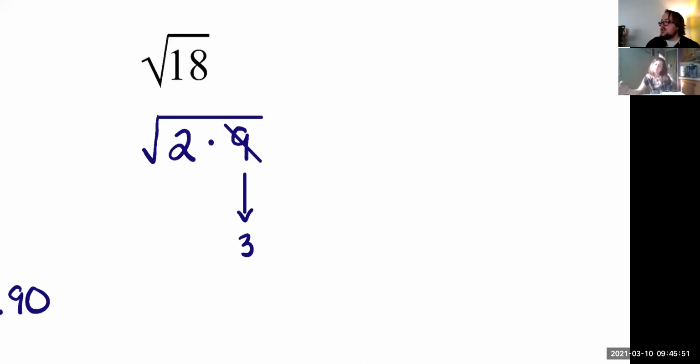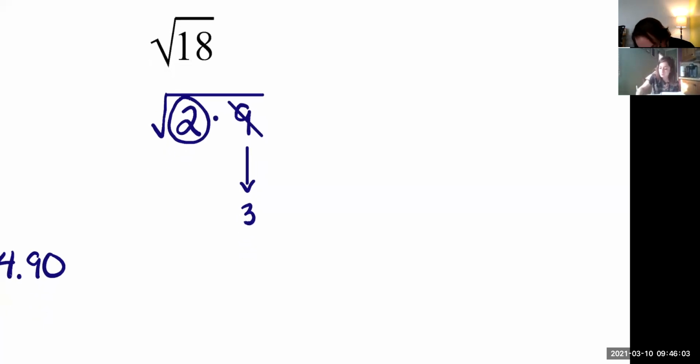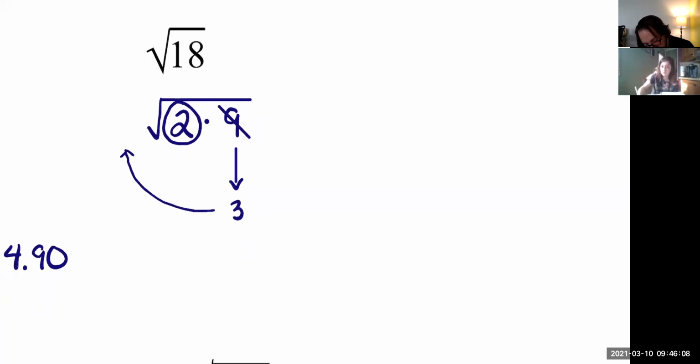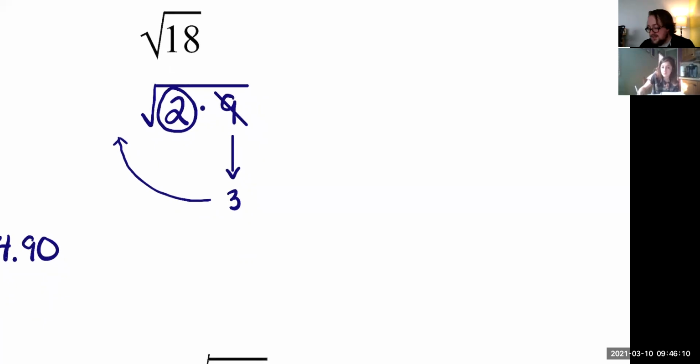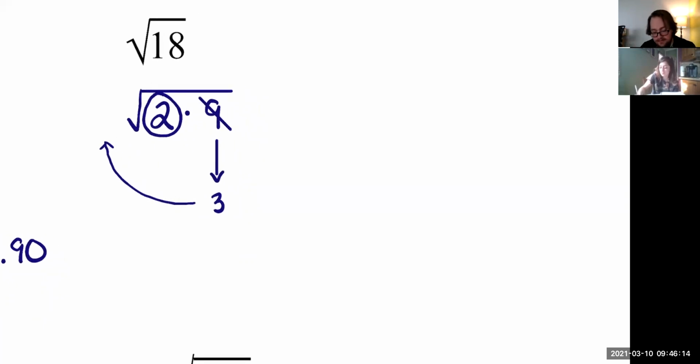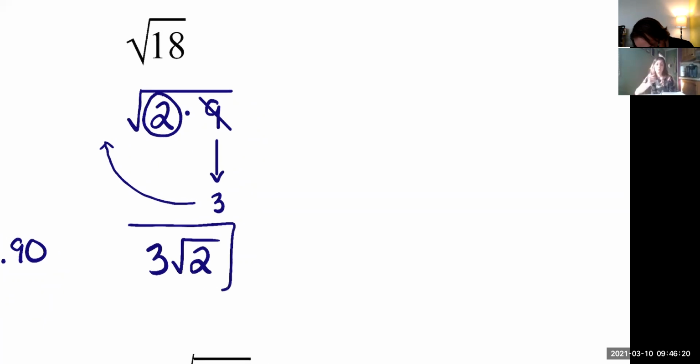Can I take the square root of 2 nicely? No. In fact, it's a prime number, which means I can't even break it down any further. So because of that, it's going to be trapped inside. So I leave it be. The square root of 9 comes out as a 3, slides out in front. The 2 stays inside the square root. What's our final simplified form? 3 square roots of 2, or 3 times the square root of 2.